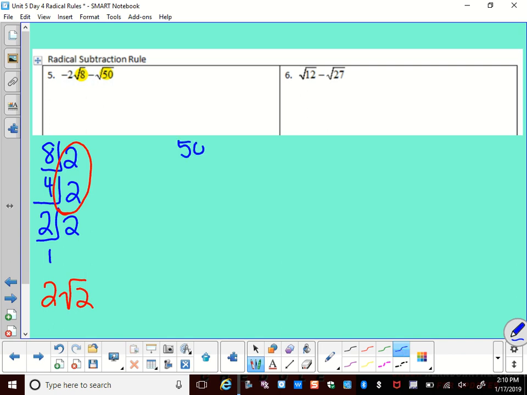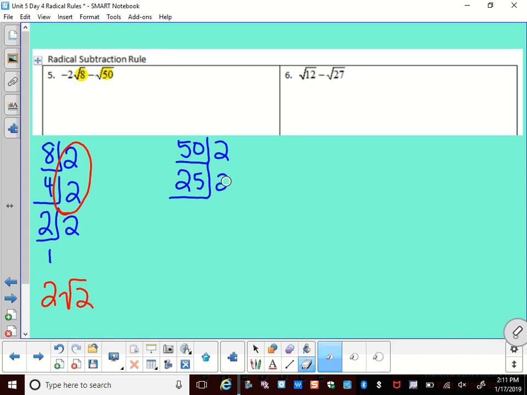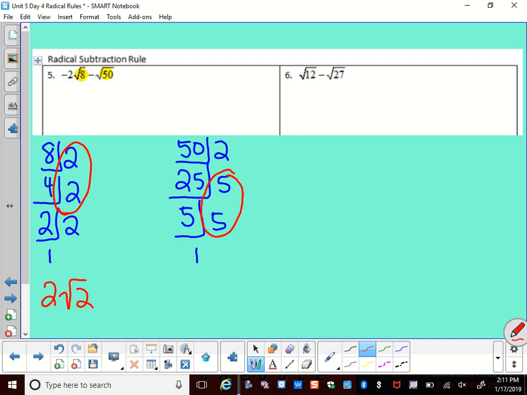We also have to do a factor ladder for 50. That is not a perfect square. So 50 divided by 2 gives me 25. I divide by, oh, not 2, 5. I divide by 5. You get 5. Divide by 5, we get 1. I get a group of 2. So my answer here is 5 root 2.